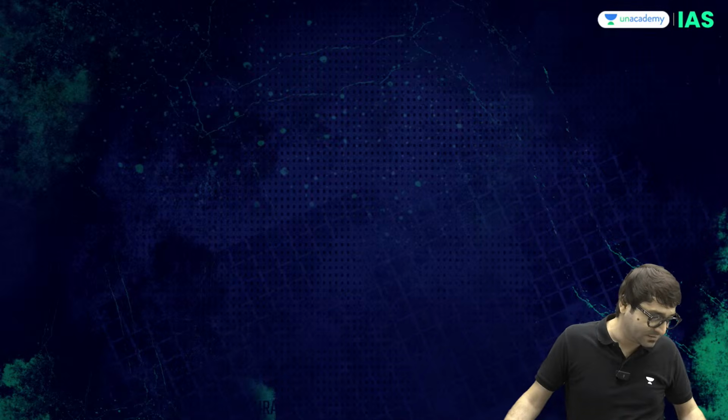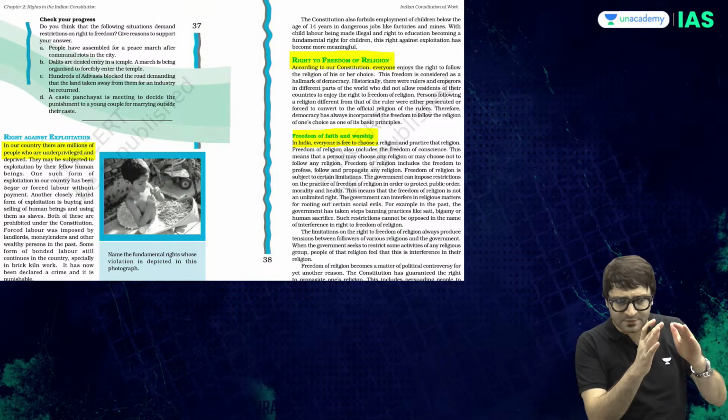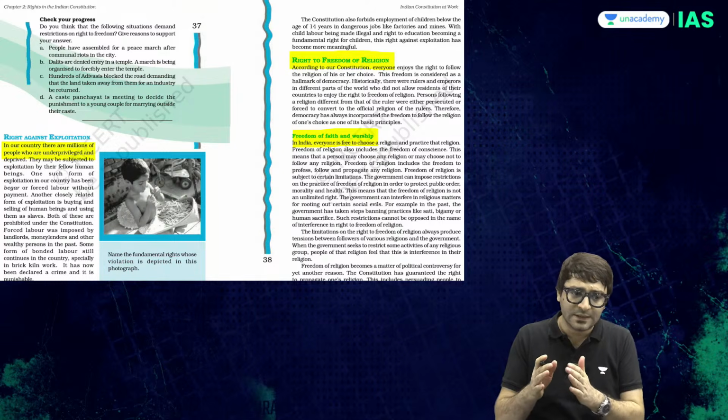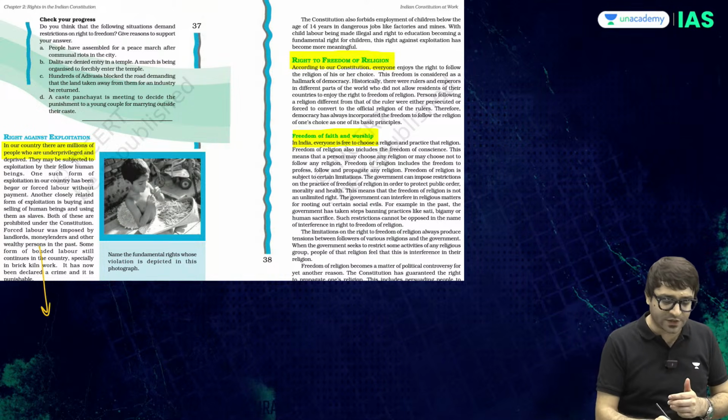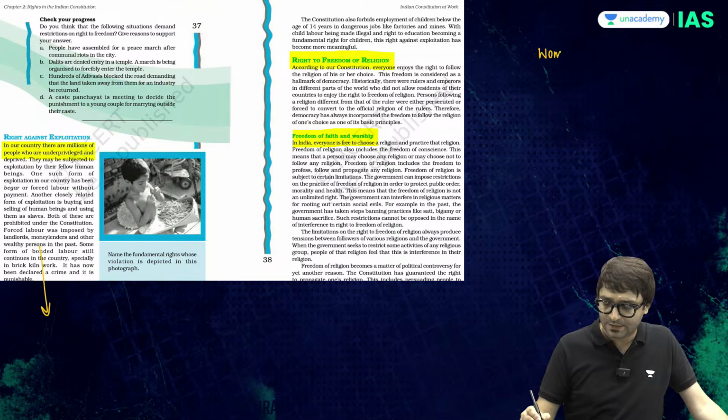That's the right mentioned in the Constitution. So one is right to equality, then there is right to freedom, then there is right against exploitation. And who are being exploited? Women, children.